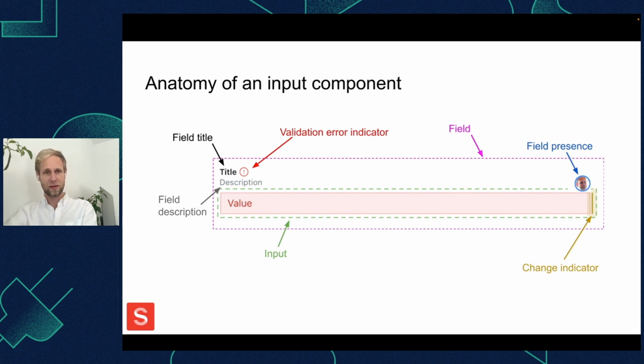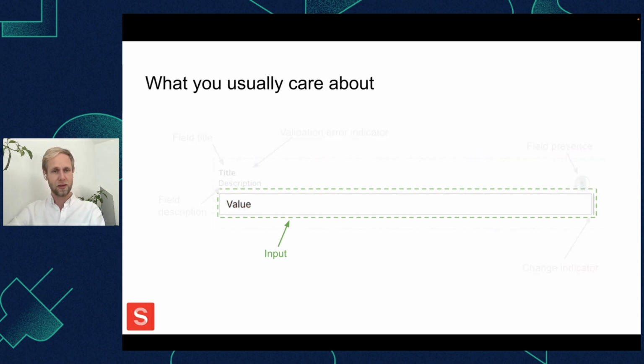And then sort of the two different segments of this is that you have a field, which encompasses all of this. And then you have the input, which is just the actual green area here, which is the actual sort of input that you enter things into. And that's the distinction that we didn't have in Sanity V2 that we now have in V3, which makes some of these things a little bit easier. Because what you usually care about is customizing just that sort of input area.